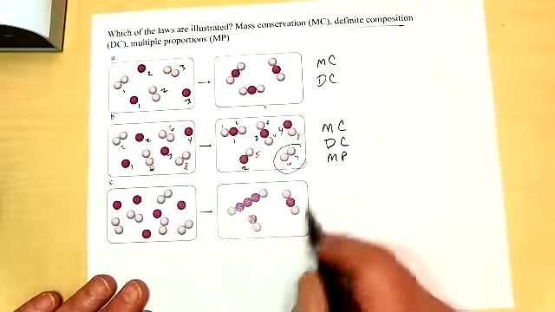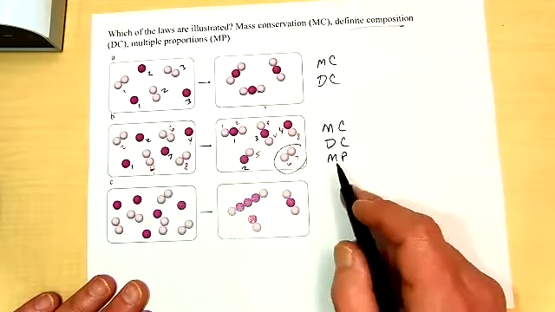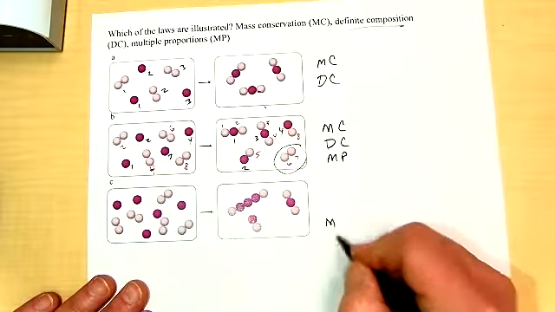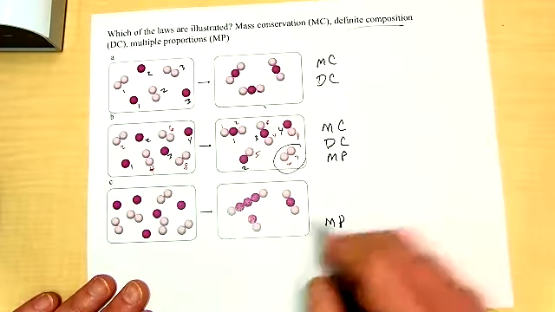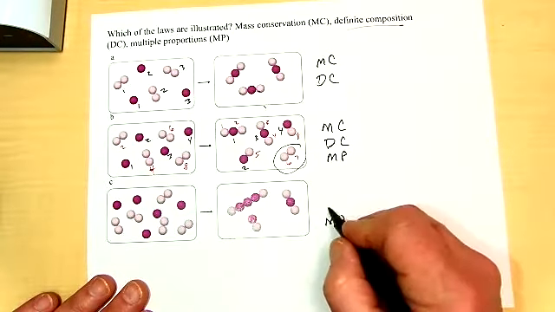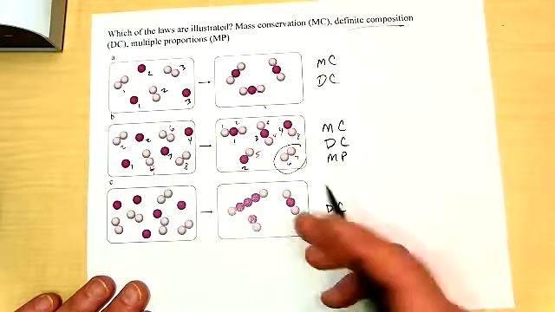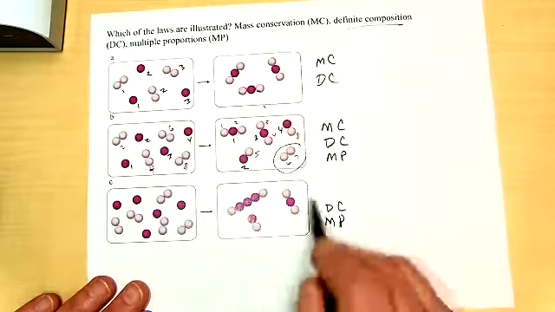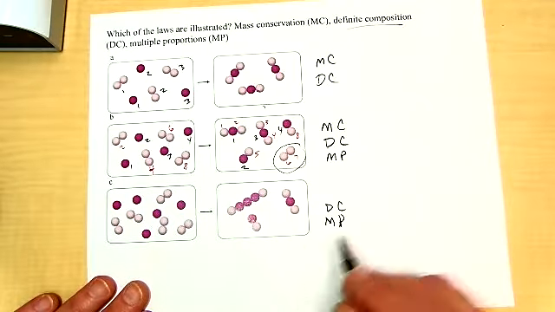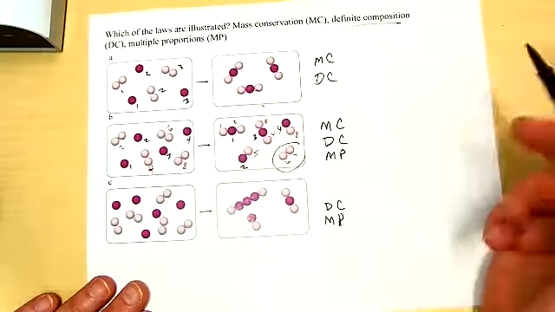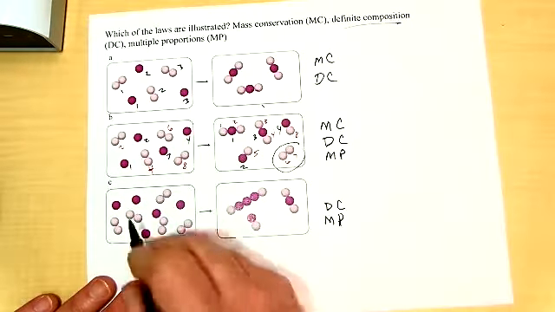Down here, just by looking at this, I can say that multiple proportions is going to be something that we're looking at, right? We also can see that we have definite composition, because there's no half molecule or half element or anything like that in there. So both of those laws are being taken into account. Now, whether the mass conservation is there or not, we're going to have to check. So let's just look right here.